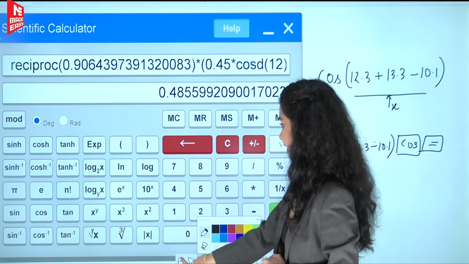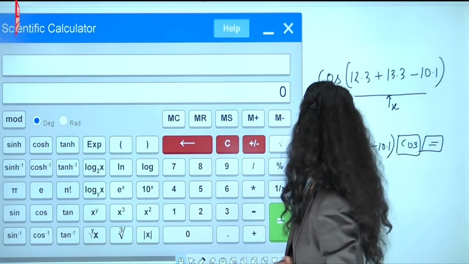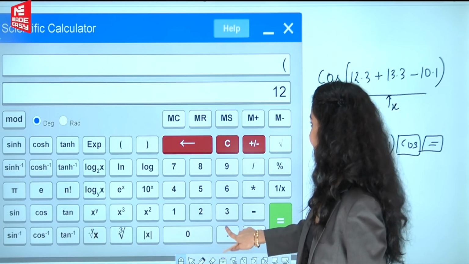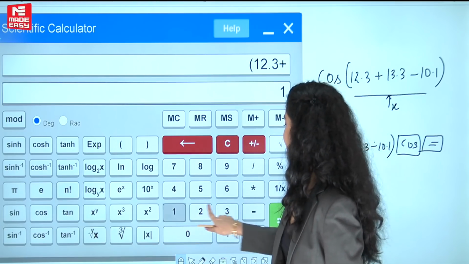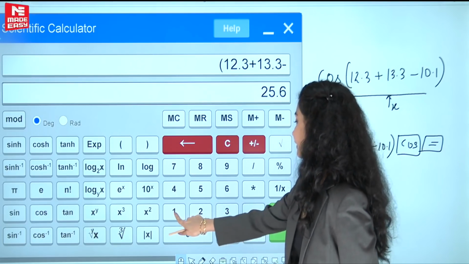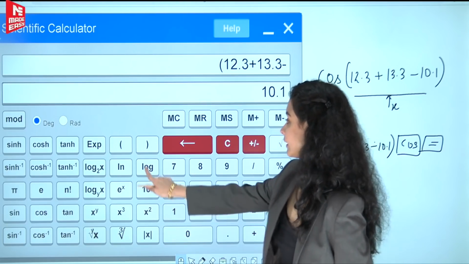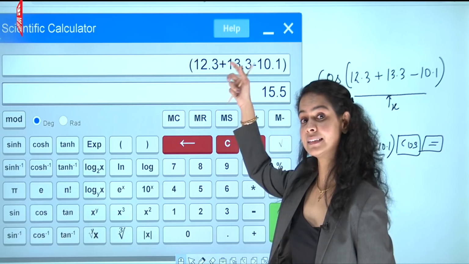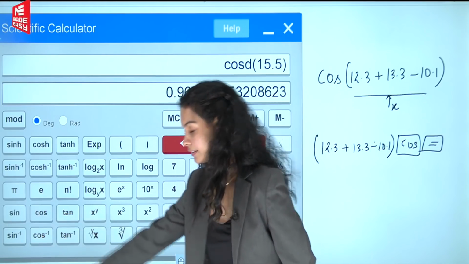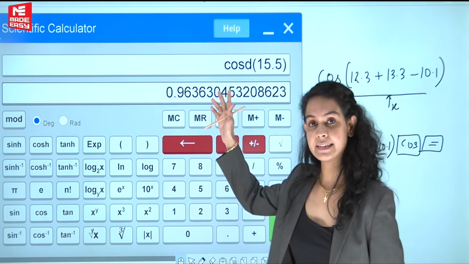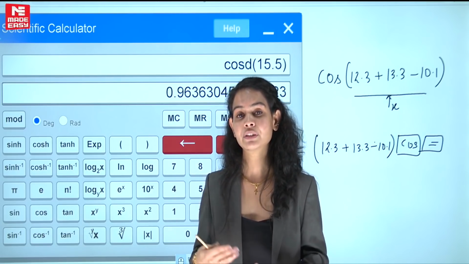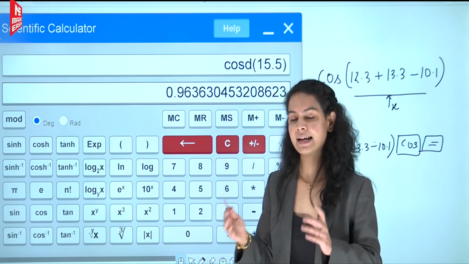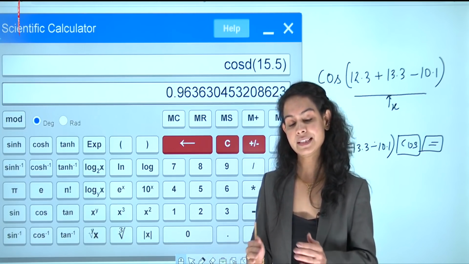Let's perform this on the virtual calculator. So first open the bracket, enter the value of x, which is 12.3 plus 13.3 minus 10.1, right? Then you close the bracket. This you have got your x value. After this you need to enter the function tab, which is cos here, and then you need to press equal to. There you get your answer. Similarly, you can calculate for tan, for sine hyperbolic, sine inverse, anything. First enter the value of x and then the function. Every operation will follow the same algorithm.